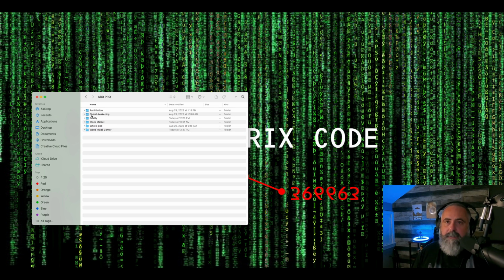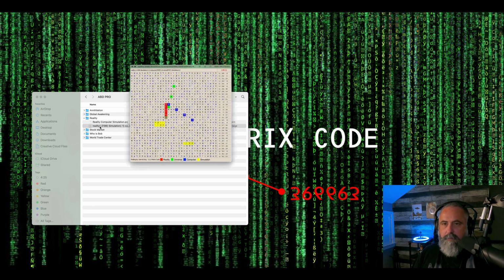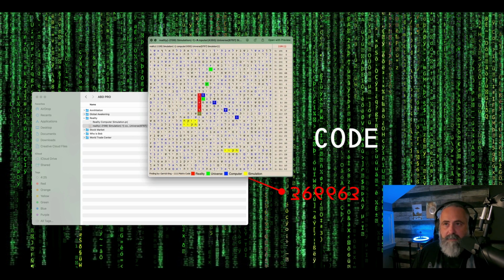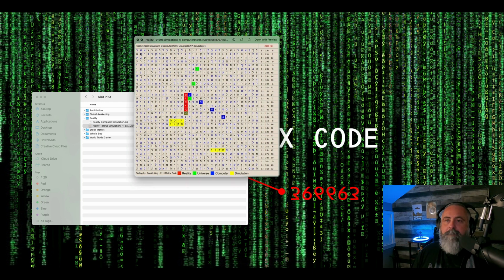Okay. The next one that I want to show you is a search I did, because I've talked a lot about this being a computer-generated reality, a simulation. Now, this one was very interesting. So I did a search for reality. That was my master word. And then simulation, computer, universe were slave words. Now, check this out. This is pretty interesting.